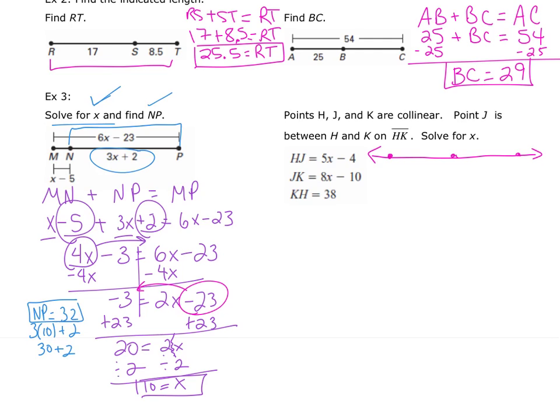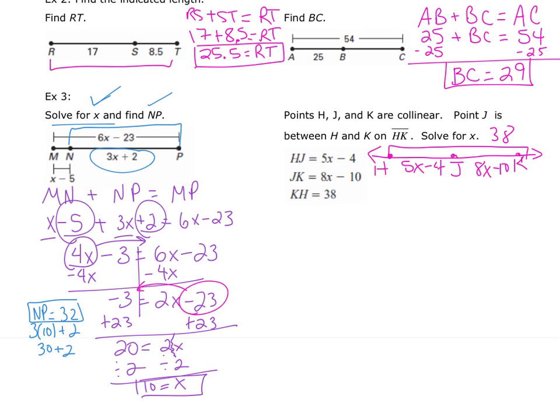Now I don't know exactly where those 3 points will go, but it says point J is between H and K. So that means whenever I write where the labels are, that's how I need to set it up. So I need to solve for x, but I need to label my picture. So HJ is 5x minus 4. And I filled in the rest as well.